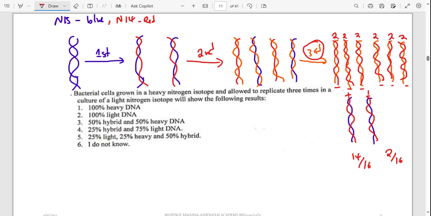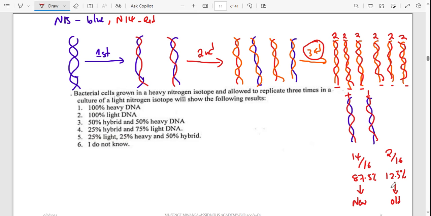So what you are simply doing here is converting this into a percentage. What are we going to have here as a percentage? 2 out of 16, that is 12.5%, and then 14 out of 16, that is 87.5%. Now remember, this is the percentage of new strand. This is the percentage of old strand.